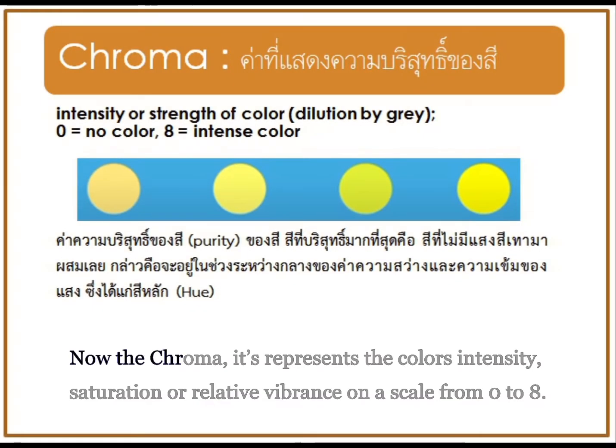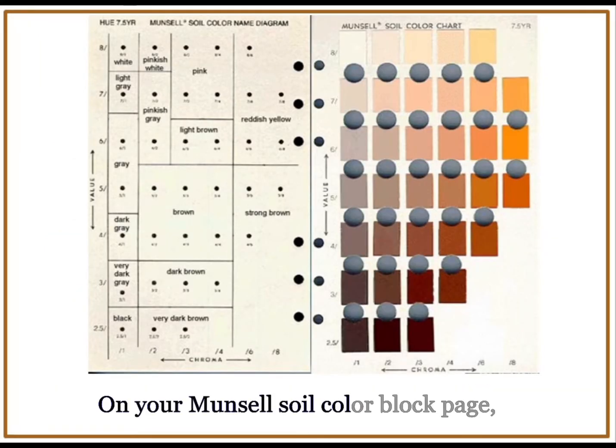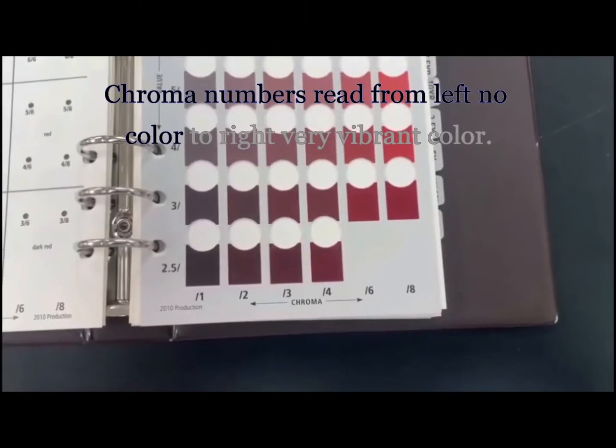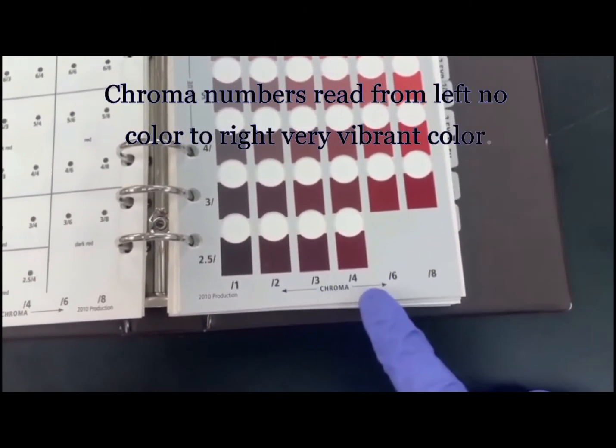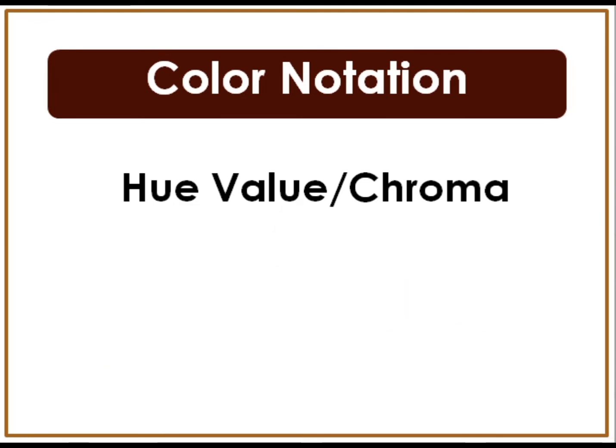Now the chroma represents the color intensity, saturation, and relative vibrance on a scale from 0 to 8. 0 indicates that your soil sample has almost no color, and 8 indicates your soil sample has a very intense color. On your Munsell soil color page, chroma numbers read from left, no color, to right, very vibrant color. Color notation should be noted in the following order: hue, value, chroma.